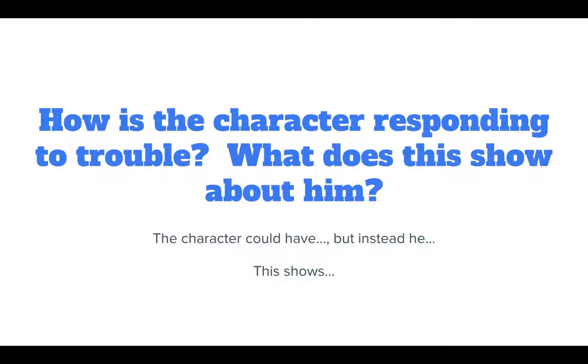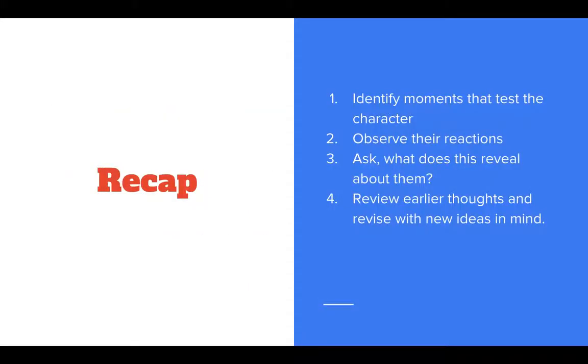Can you get out your book, club books right now, and go through them with somebody near you? And what I'd like you to do is, if you can see the steps up on the board now, try to find a moment where there was some trouble and go through the 4 steps. Identify it, observe the reaction, ask what does this reveal about the character, and then review earlier thoughts and revise them with new ideas in mind. So we're going to pause the video here for a couple minutes, maybe 3 to 5 minutes.